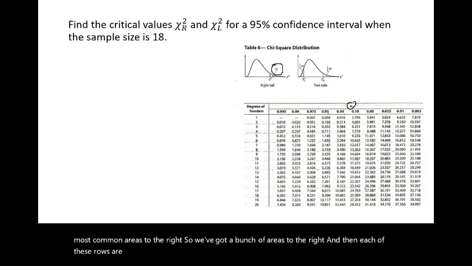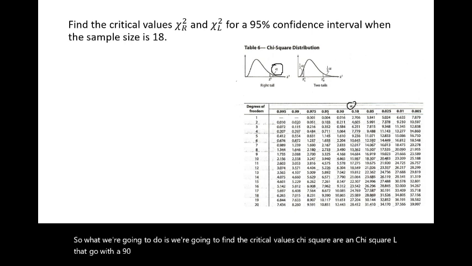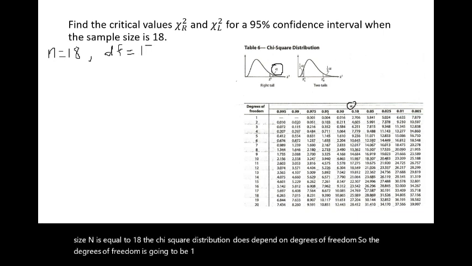So what we're going to do is find the critical values chi-square R and chi-square L that go with a 95% confidence interval when the sample size is equal to 18. Since the sample size n is equal to 18, the chi-square distribution depends on degrees of freedom. The degrees of freedom is 1 less than the sample size, so we get 17 degrees of freedom.